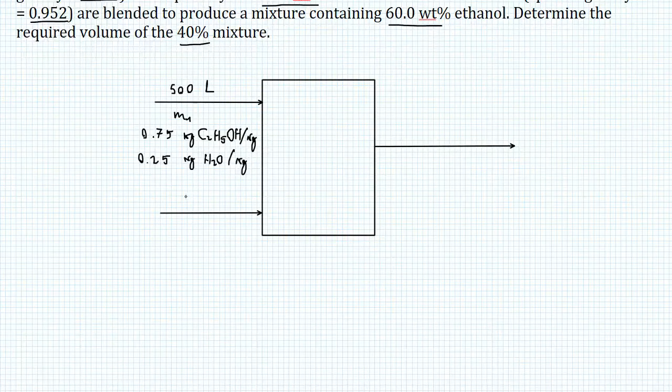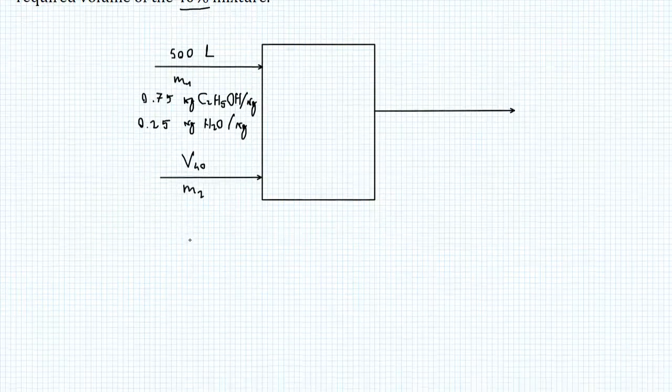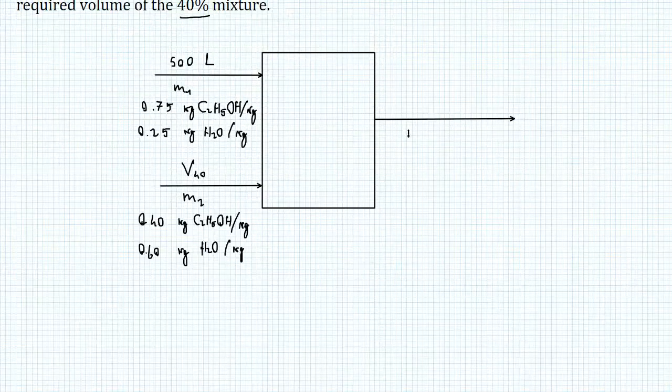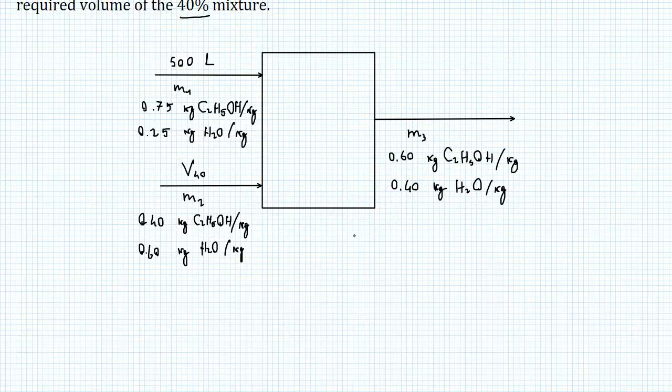So the unknowns here are V40 and M2, and then we have the rest, the known composition, and here it's M3 and the known composition.